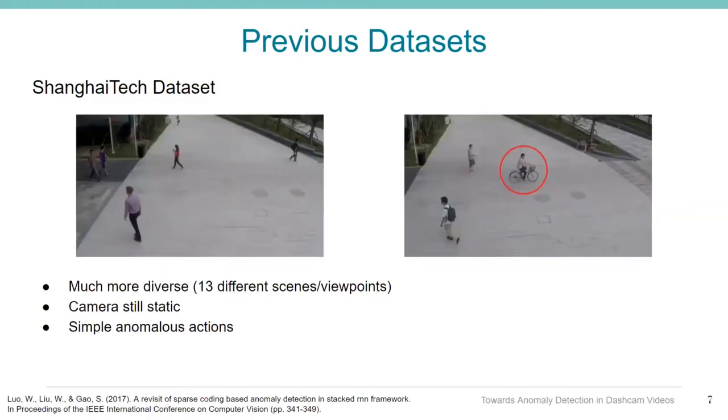Similarly, ShanghaiTech is also a very popular anomaly detection dataset. ShanghaiTech has more diverse scenes and is much larger. However, the camera is still static, and anomalous examples still consist of moving objects such as vehicles, bikes, and skateboards.